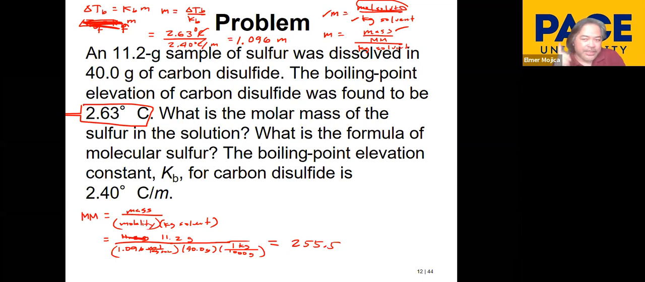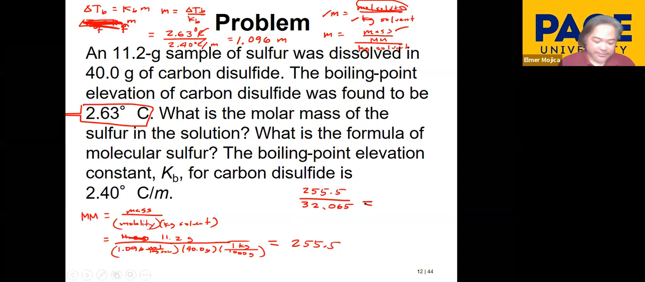Now, we have only answered the question, what is the molar mass? The next question that we have is, what is the molecular formula of the sulfur? So the next thing that we're going to do is divide the molar mass by the atomic mass of your sulfur, which, if I'm not mistaken, is around 32.065.